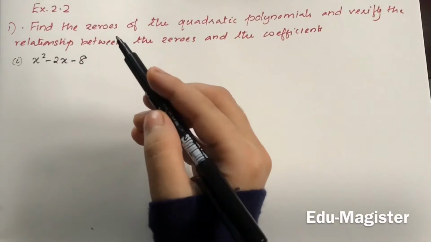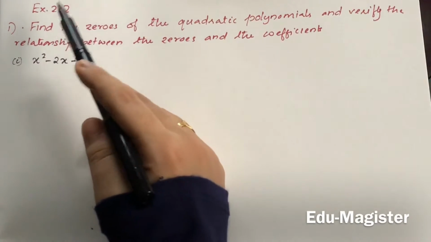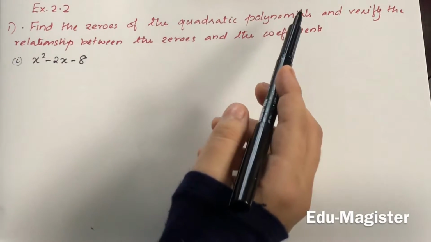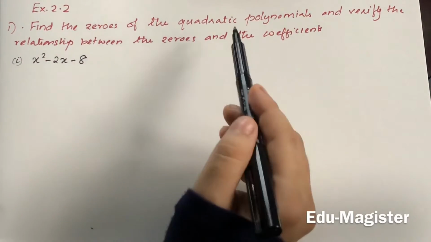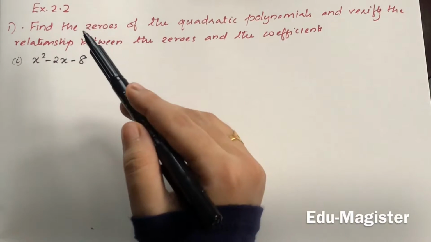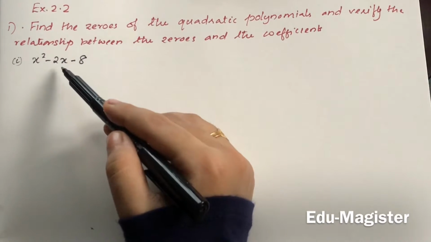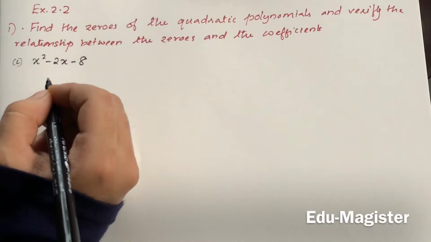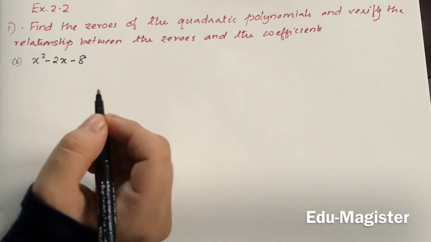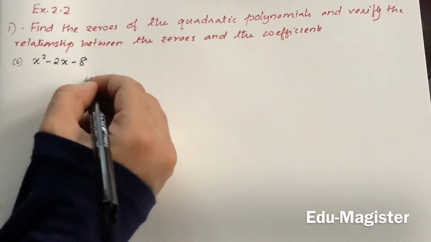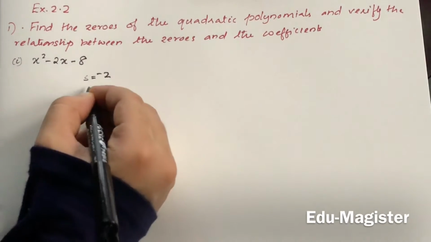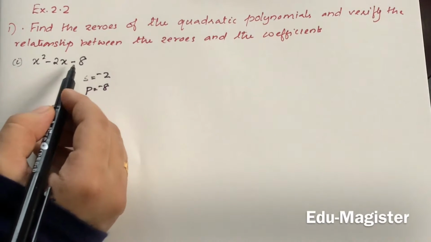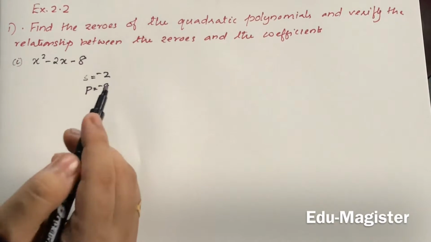Now let's discuss some of the exercise questions. Exercise 2.2, question number 1. Find the zeros of the quadratic polynomials and verify the relationship between the zeros and the coefficients. Question number 1, x square minus 2x minus 8. Let's factorize this by splitting the middle term. You have to find two numbers such that the sum is minus 2 and the product is minus 8. That is 1 into minus 8. So what are the two numbers?